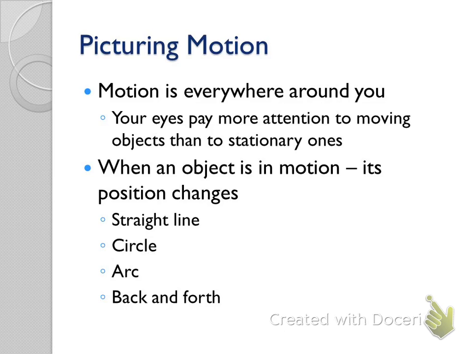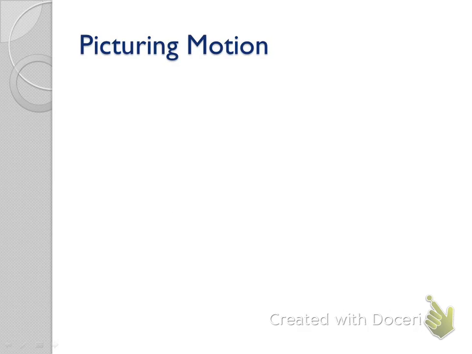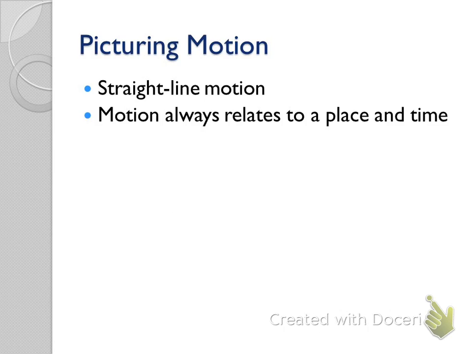And then back and forth type motion would be like, it's called a pendulum, but examples of pendulum would be like a swing set. In a big clock, you'll see a pendulum swing. Those are examples of back and forth type motion. So we are going to focus specifically on straight line motion for quite a while.